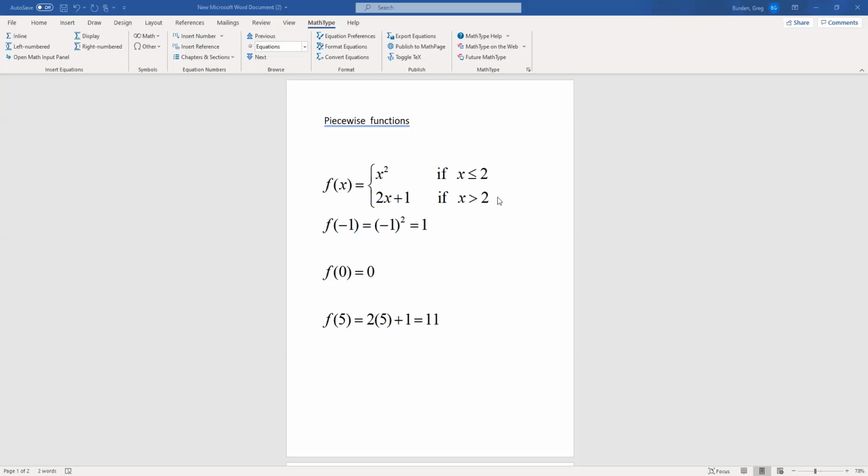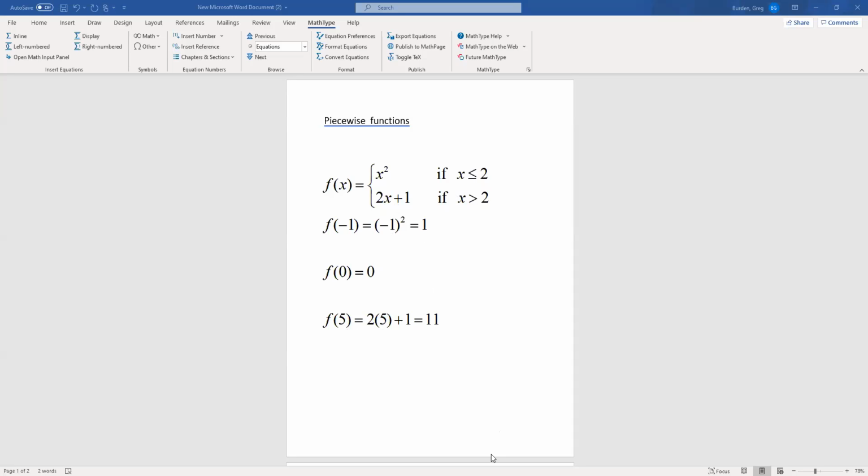On the other hand, if you take a number bigger than 2, let's say 5, f of 5, well, we're going to use the second part of the definition of the function, the 2x plus 1. So we take 2 times 5, 10. 10 plus 1 is 11. So the value of the function at 5 is 11. And likewise, if we're calculating f of 4 or f of 3 or f of any number which is bigger than 2, even 2.1, f of 2.1 would be 2 times 2.1, 4.2, plus 1, which would be 5.2.